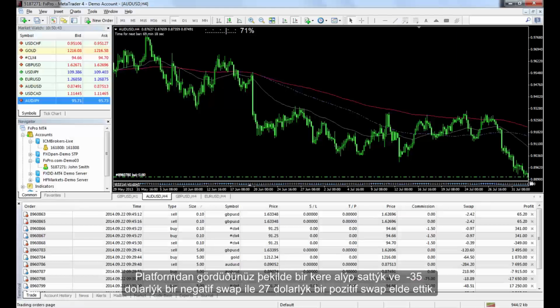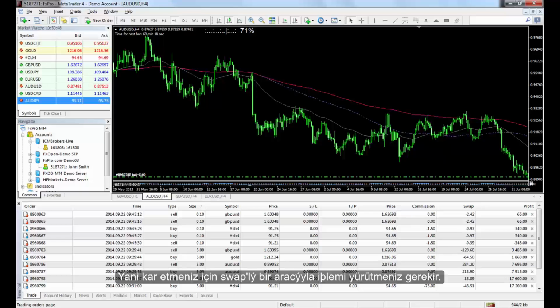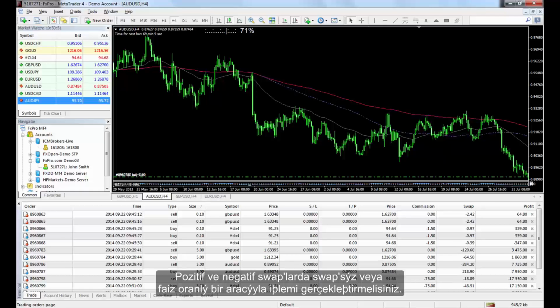As you can see from the platform, we have bought and sold once and ended up with a negative swap of minus $35 and a positive swap of $27. So, to gain a profit, you have to deal with a broker with swap. For positive and negative swaps, you have to deal with a broker with swap-free or interest rate. One of the brokers who offers swap-free is ICM, International Creative Management Broker.